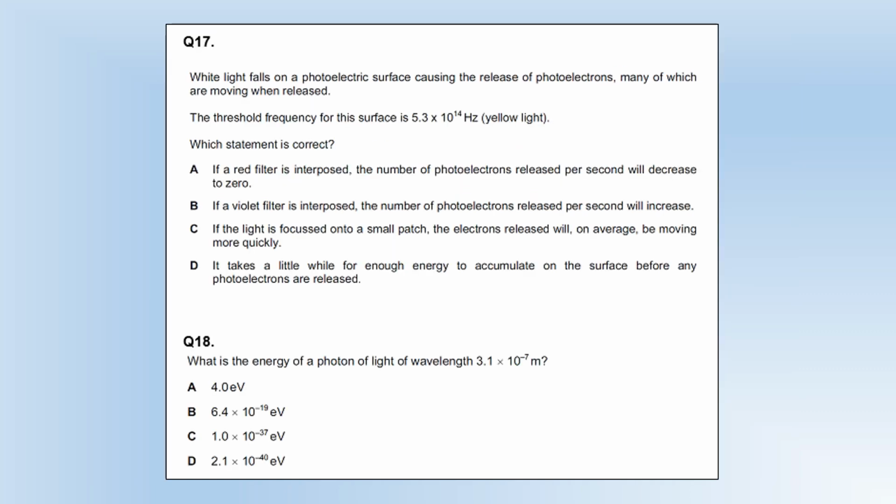White light falls on a photoelectric surface, causing the release of photoelectrons, many of which are moving when released. Threshold frequency for this surface is 5.3 times 10 to the 14 Hz. So that's yellow light. So what that means is anything with a wavelength shorter than yellow will cause emission. Anything with a wavelength longer than yellow will not cause an emission. So which statement is correct?